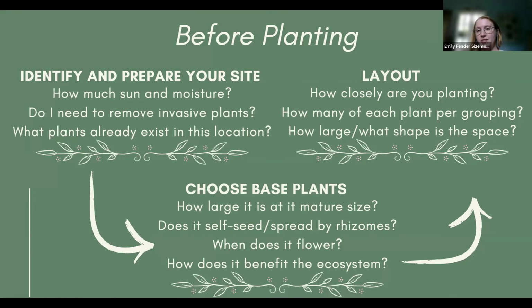Then choosing base plants. You do not need to know your entire plant list at first, but maybe some of the bigger, larger ones, and where you want those to start laying out your design. And we need to consider how large it is at a mature size. Does it self-seed or spread by rhizomes, which is a good thing in some cases because that means it will fill in your space more quickly and look very full? When does it flower?